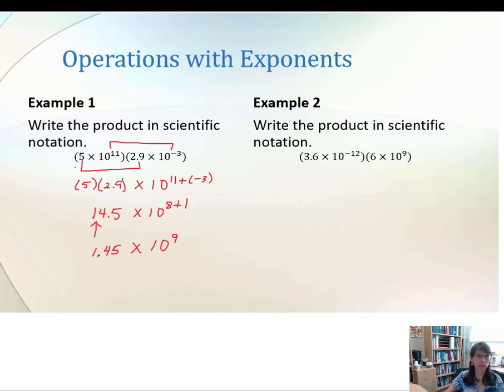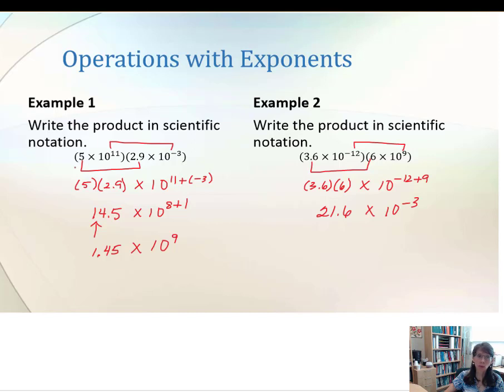Something similar will happen in example 2. 3.6 times 10 to the negative 12 is multiplied by 6 times 10 to the 9th. Looking at the numerical portions, we will multiply 3.6 times 6, and then that will be multiplied by 10 to the negative 12 plus 9. So first we'll multiply 3.6 times 6, and that's 21.6 times 10 to the negative 3.